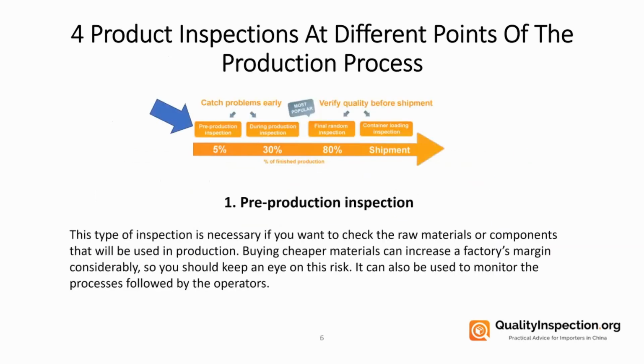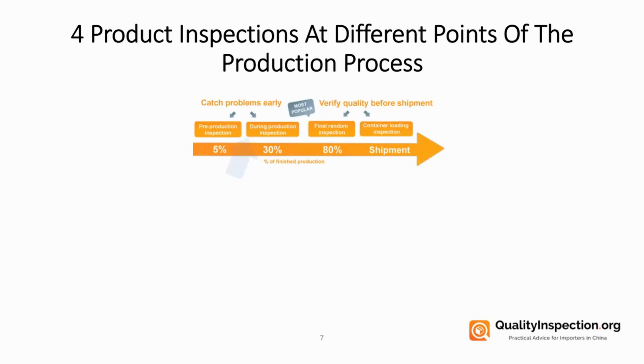So first we look at pre-production inspections. These are great for at the start of production because they help things get off on the right foot and you can check the raw materials and components being used in production. Some sneaky factories might try to swap in cheaper materials or components to increase their margin, while of course decreasing your quality. So this needs to be kept an eye on. The inspectors will also be able to see that the operators are following exactly the right processes to create your products at great quality from the get-go.